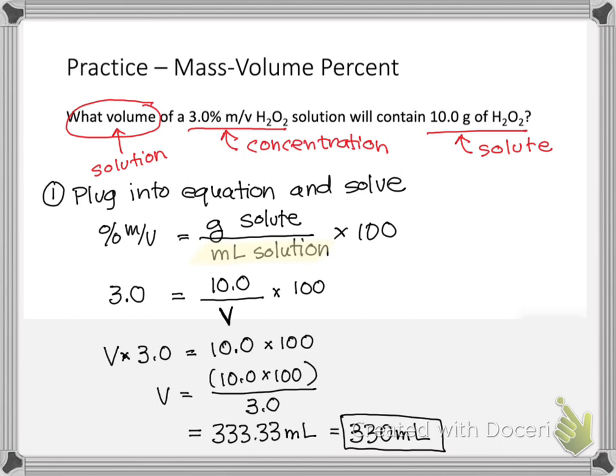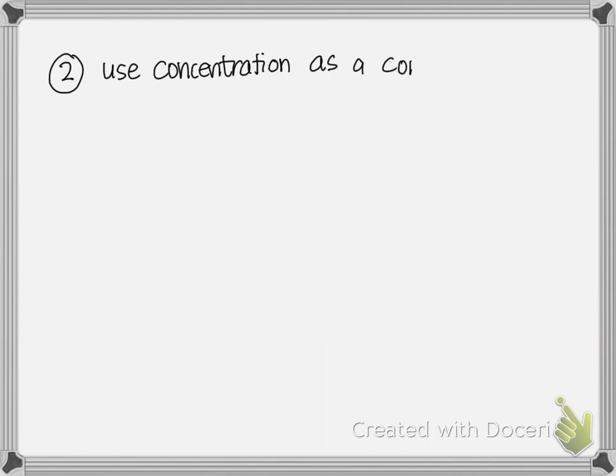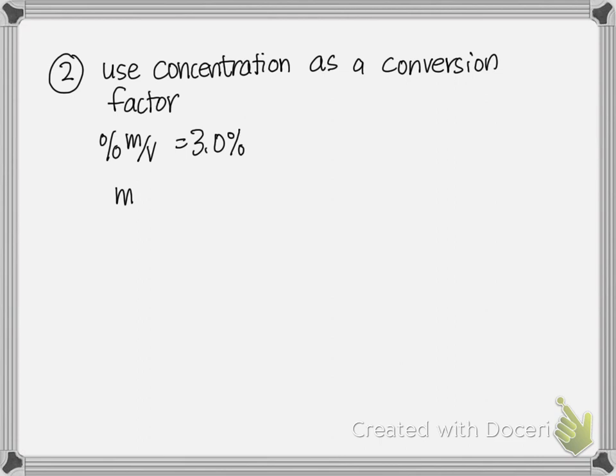Now I want to show you, as a side note, how to use the concentration as a conversion factor. And I'm going to have to skip past the problem and go to a blank page. I know my concentration from the other page is 3%. And I know the mass of my solute is 10.